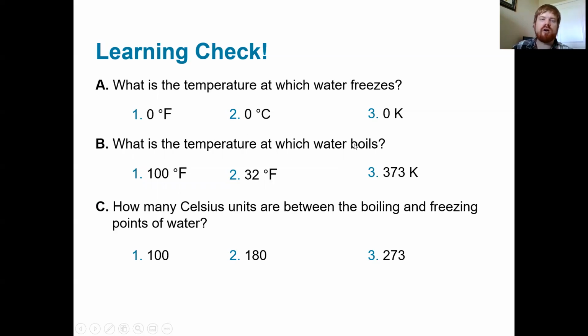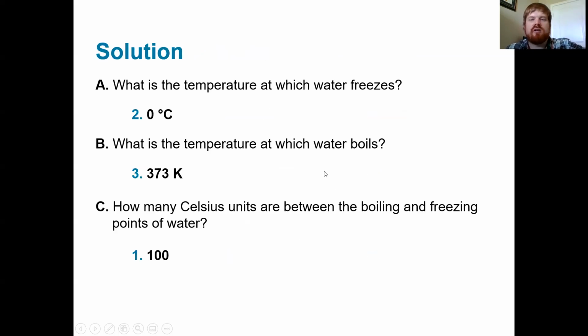What is the temperature at which water boils? Is it 100 Fahrenheit, 32 Fahrenheit, or 373 Kelvin? Well, 373 Kelvin is 100 Celsius, which is the temperature at which water boils. So it's 3 in this case. And then how many Celsius units are between the boiling and the freezing points of water? That's between 0 Celsius to 100 degrees Celsius. So that is 100, number 1.